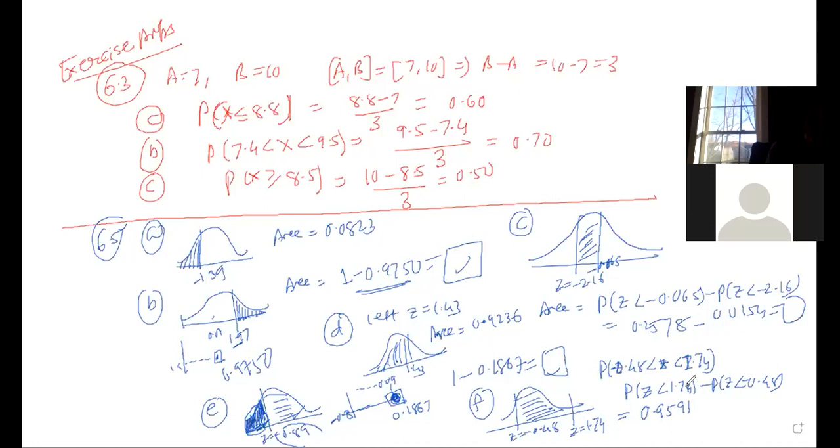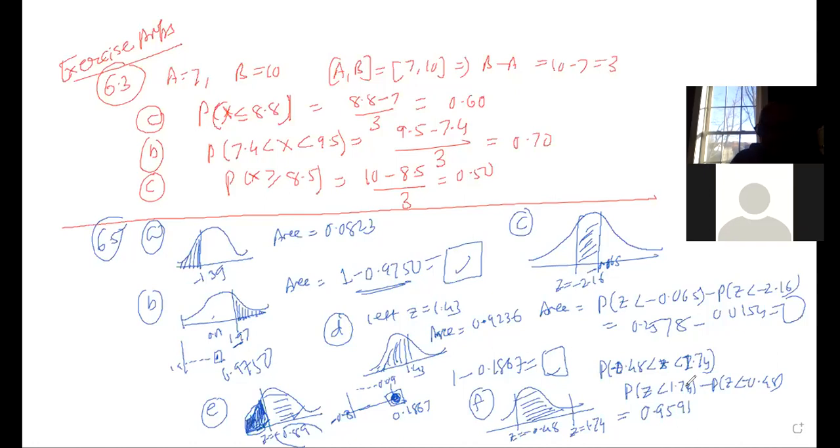1.79. So 1.7 and 9. Is it positive or negative? I messed up. 1 point, let me double check, guys. It says that between z equal to 1.74, my bad, 1.74, so 1.7 and then 4, is equal to 0.9591. That's what I found. That sounds good.